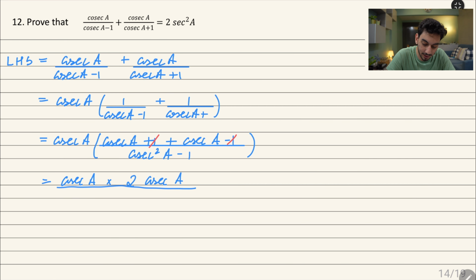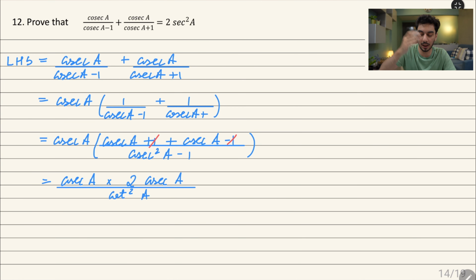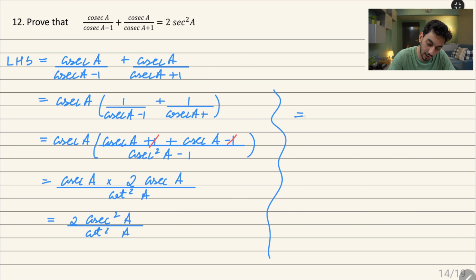In the denominator, cosec square A minus 1 we all know is cot square A because of the identity. Now the numerator is actually cosec A times 2 cosec A, so it can be written as 2 cosec square A upon cot square A. Now I will convert all of these to sine and cos, and it becomes 2. The cosec square comes to the denominator, and it becomes sine square A. And the cot square can be written as cos square upon sine square.